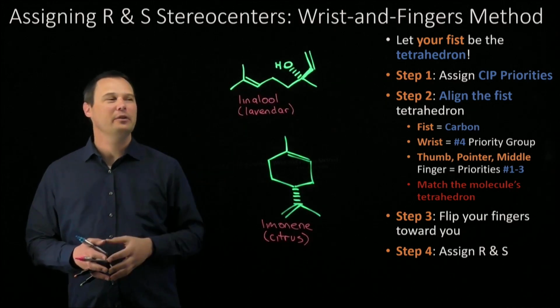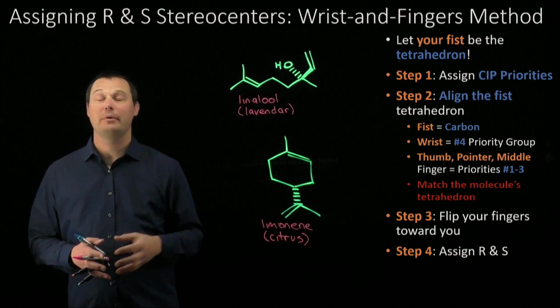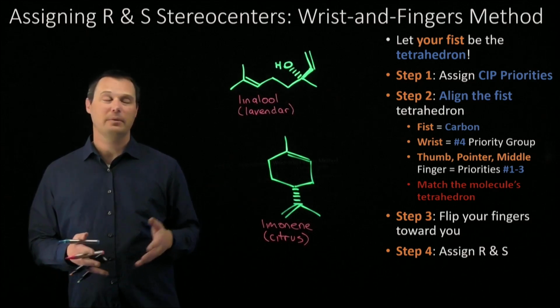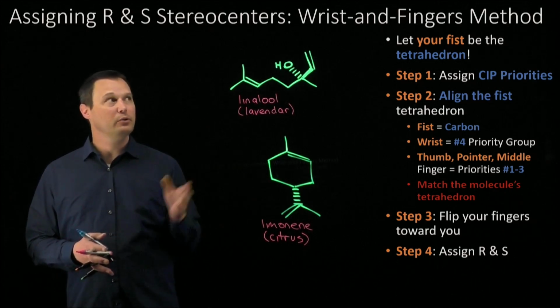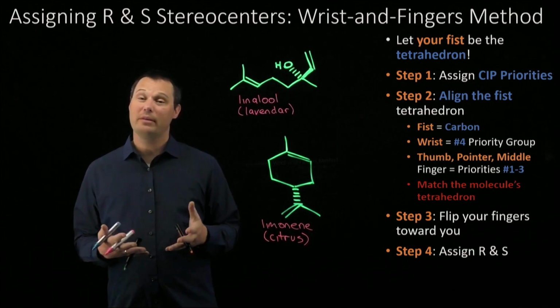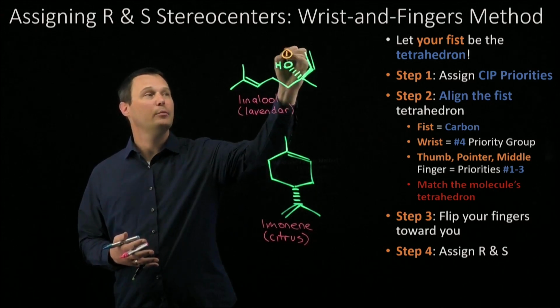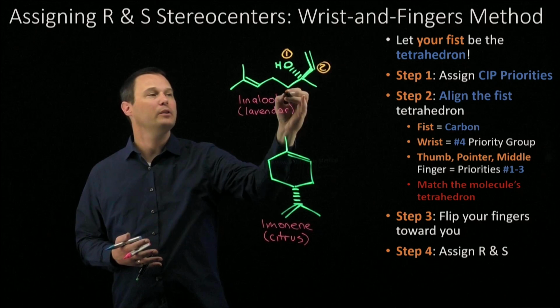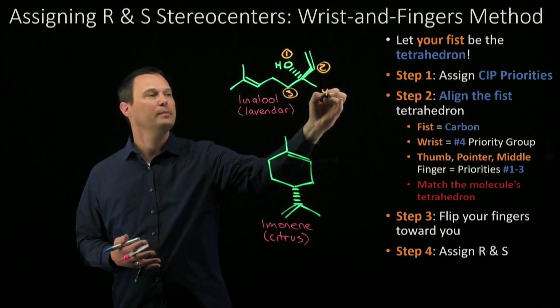Linalool is the primary fragrant component of lavender, and limonene is a primary fragrant component of citrus. Pause the video, see if you can figure out R and S for these molecules using the wrist and finger method. No matter what method we use, step 1, we still need to assign the priority labels. The alcohol is 1, the alkene is 2, the long chain is 3, and the methyl group is 4.